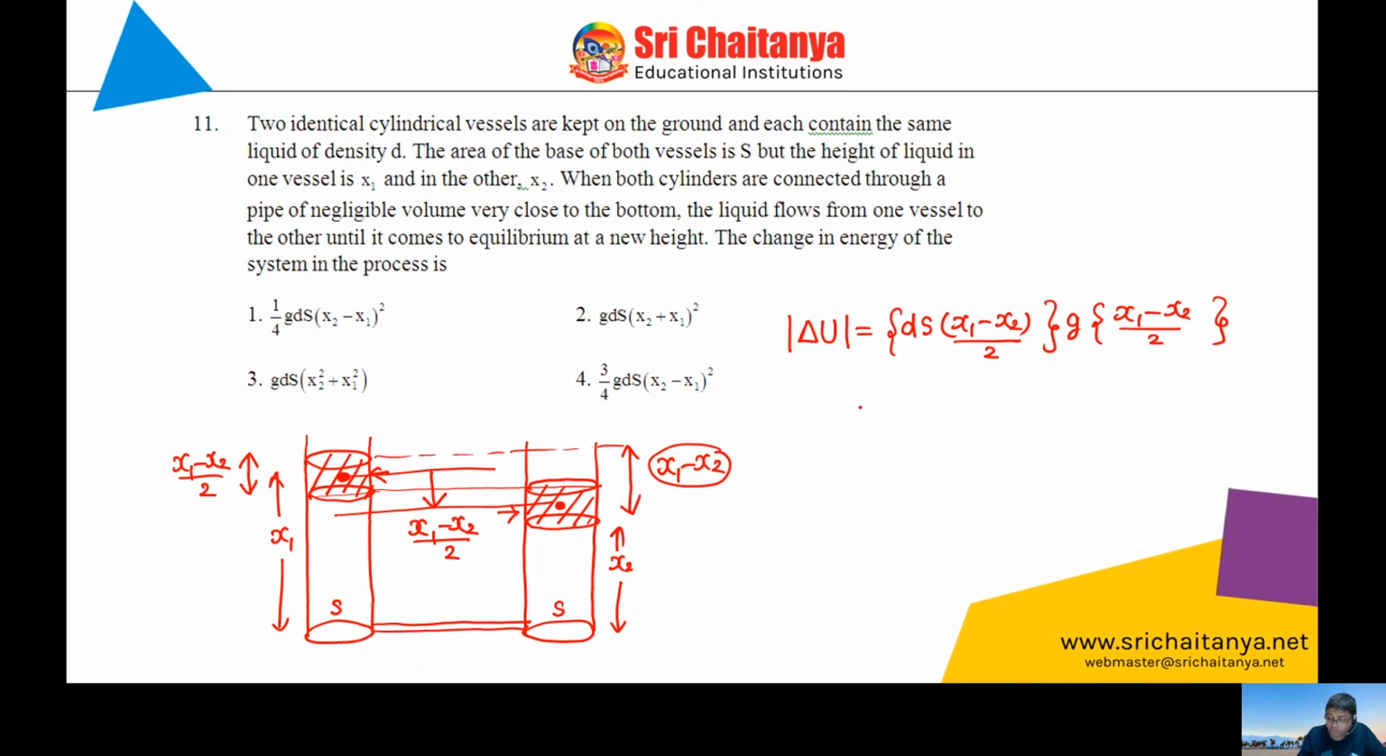So this will simply give us 1 by 4 g D S into (x1 minus x2) squared. You can also write (x2 minus x1) squared, because it does not matter, since you are squaring it anyway. So option 1 is the right choice over here. That is question number 11. Now let's move on to question number 12.